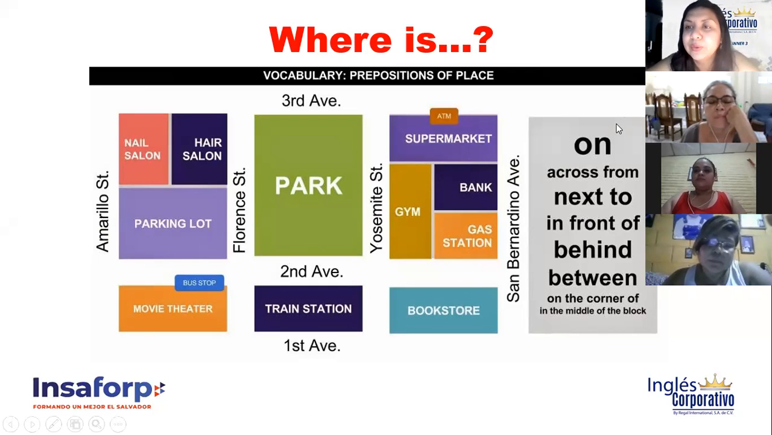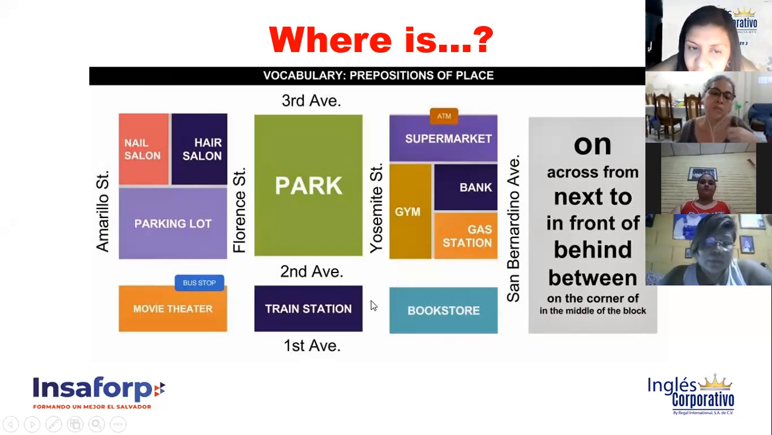For example, you can use these prepositions of place: on, across from, in front of, next to, behind, between, on the corner of, or in the middle of the block. Okay, so here we have some different places. For example, nail salon, hair salon, parking lot, park, movie theater, bus stop, train station, supermarket, gym, bank, gas station, and bookstore.